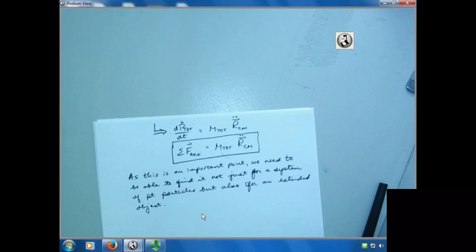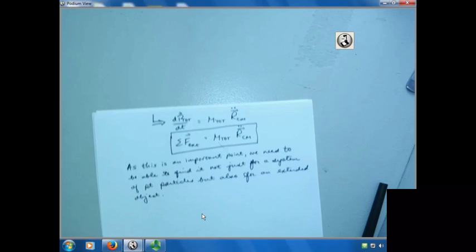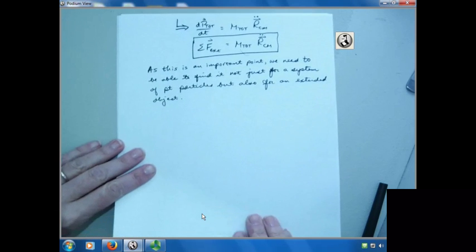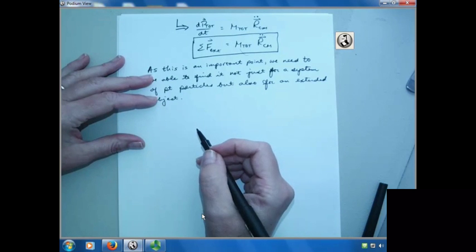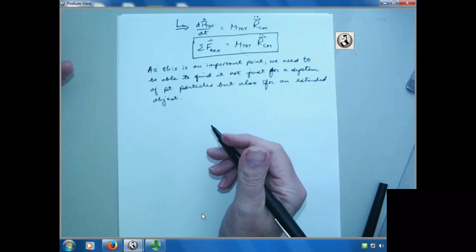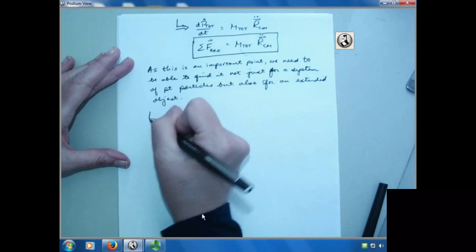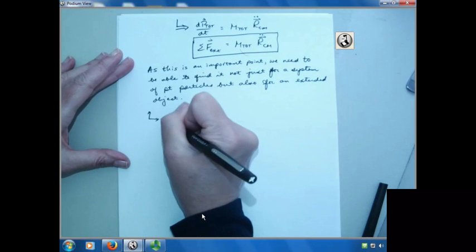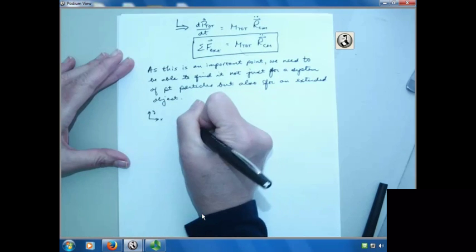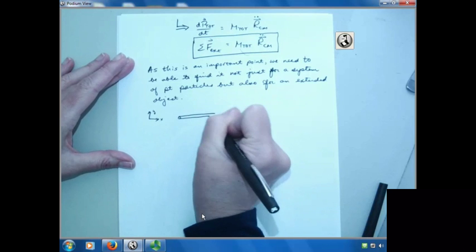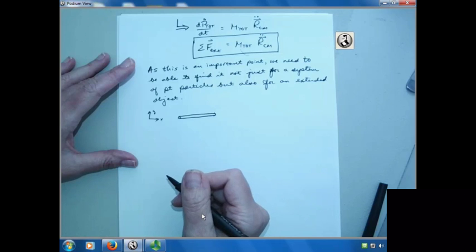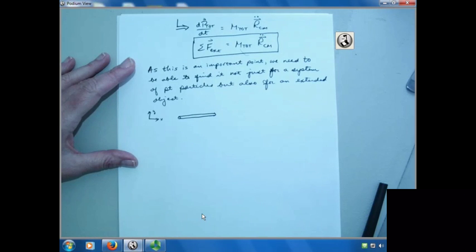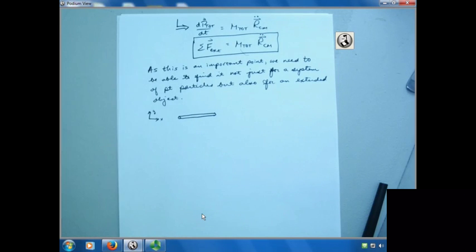That says, as this is an important point, we need to be able to find it not just for a system of point particles, but also for an extended object. All right. So when we have an extended object, well, it can be a lot of different things. I'll go ahead and make a coordinate system here, x, y. Maybe I have like a length of string or wire, like that. Or a person. That's true. Then that's going to be my third case.